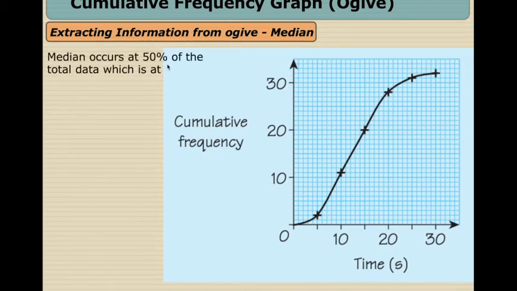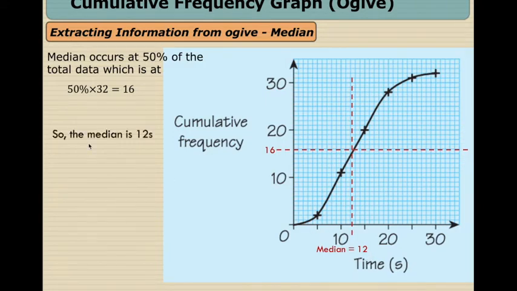And median occurs at 50% of the total data. So the total data, as you know before, is given, which is 32. So 50% multiplied by 32 is equal to 16. So in the cumulative frequency axis, you find 16, and then you go across, find the intersection, and then you go down, and then find the corresponding value of time. Okay, that is equal to 12 seconds.